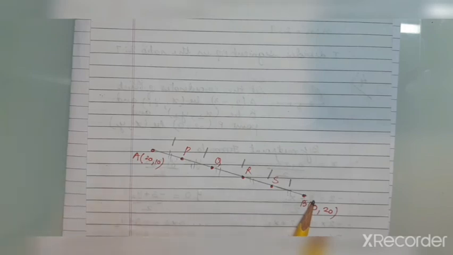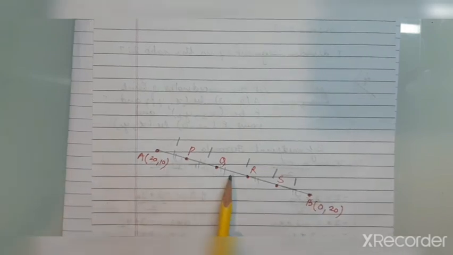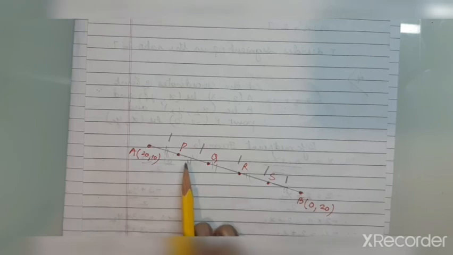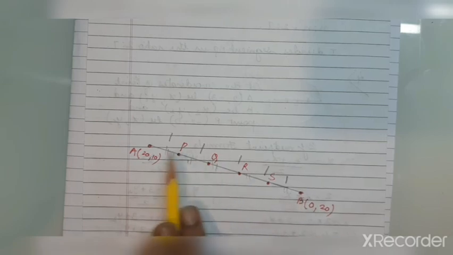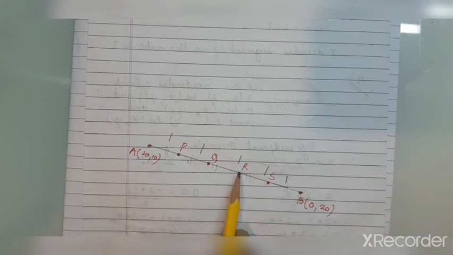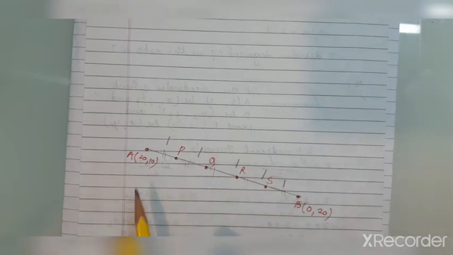Now we just know A and B. So initially, when we are finding, we have to see if we can take a midpoint. P cannot be the midpoint of AB. Q cannot be the midpoint of AB because if we take Q, this side it is 2 parts, this side it is 3 parts. Again R, this side there are 3 parts and this side only 2 parts. And again S. So at least in the first calculation, we don't have any midpoint.